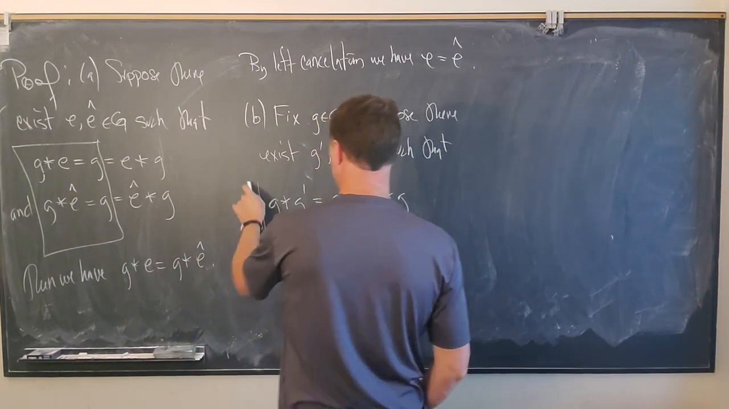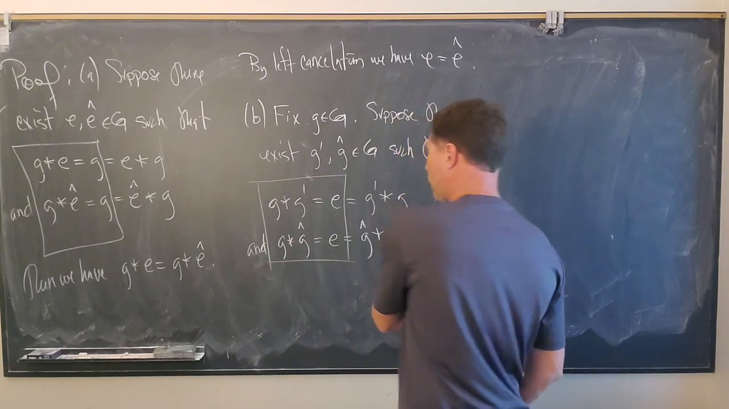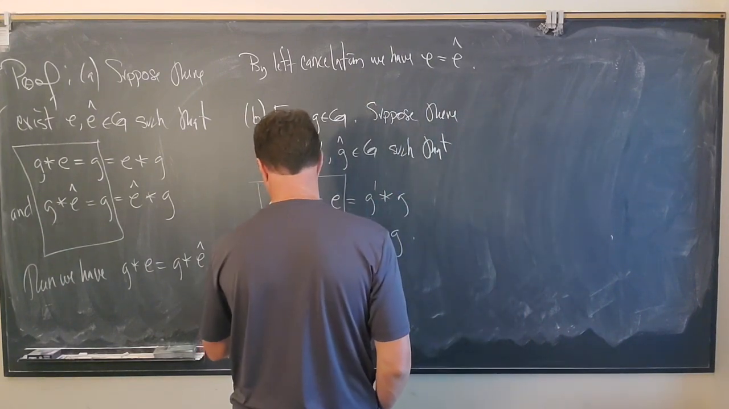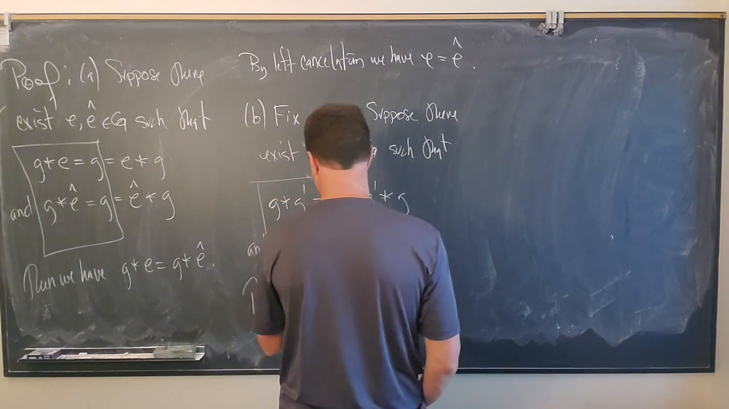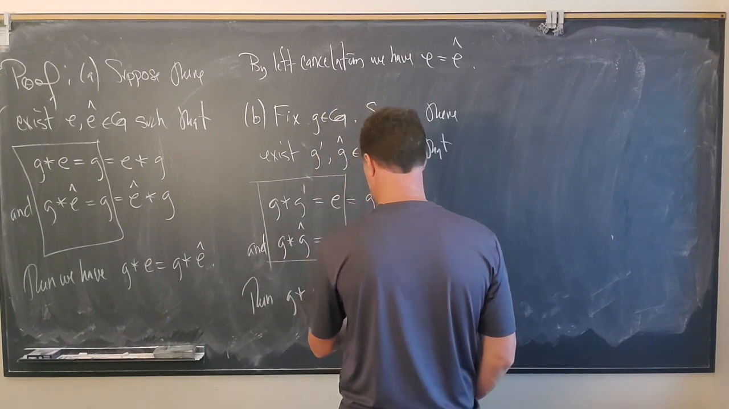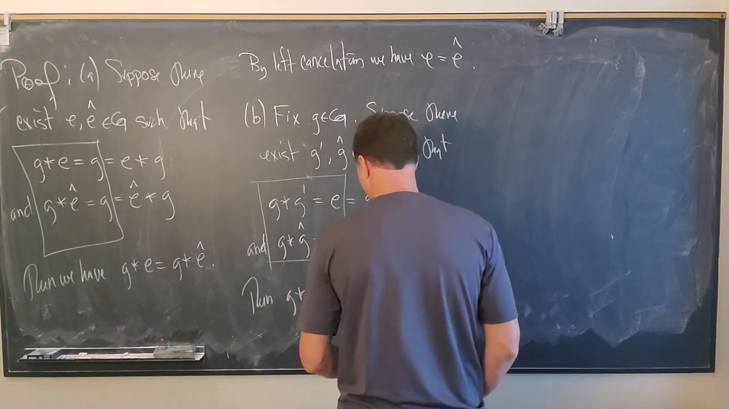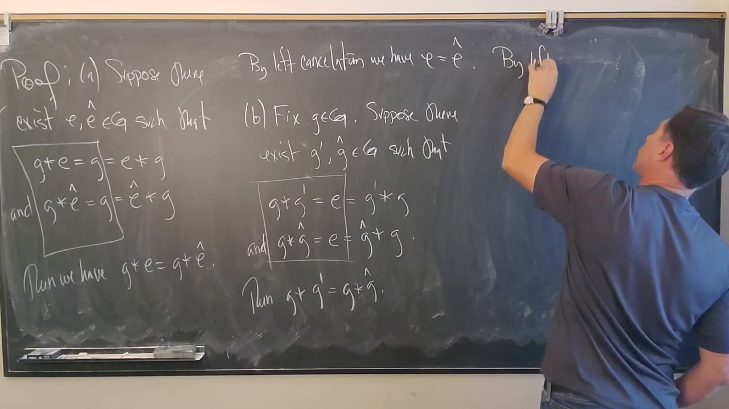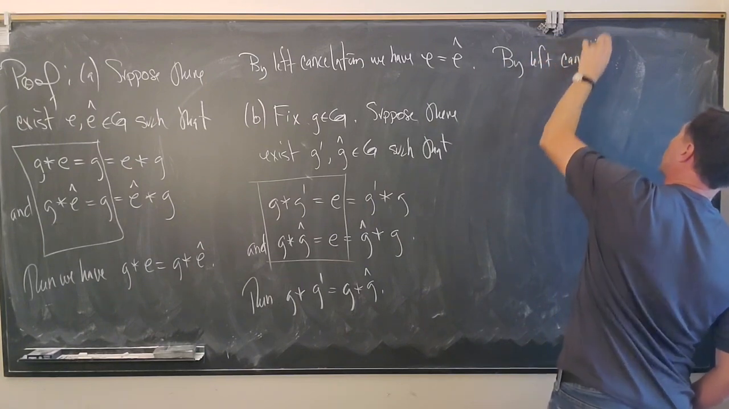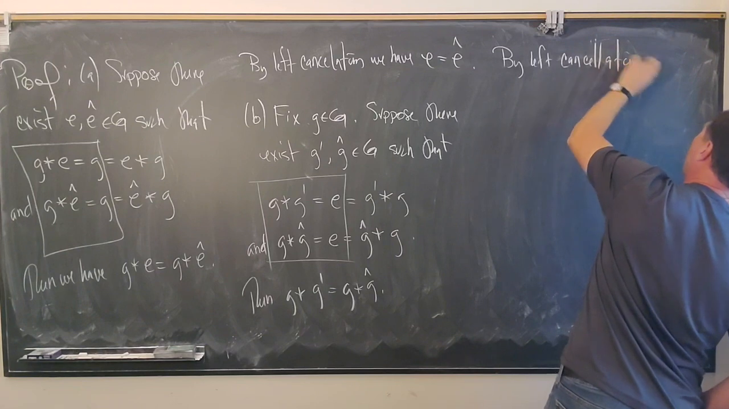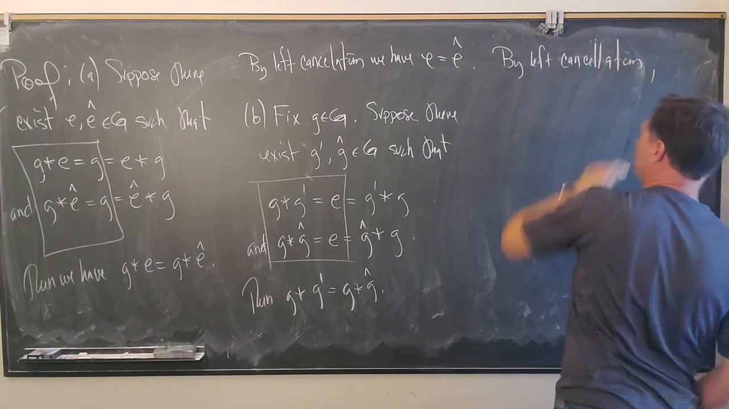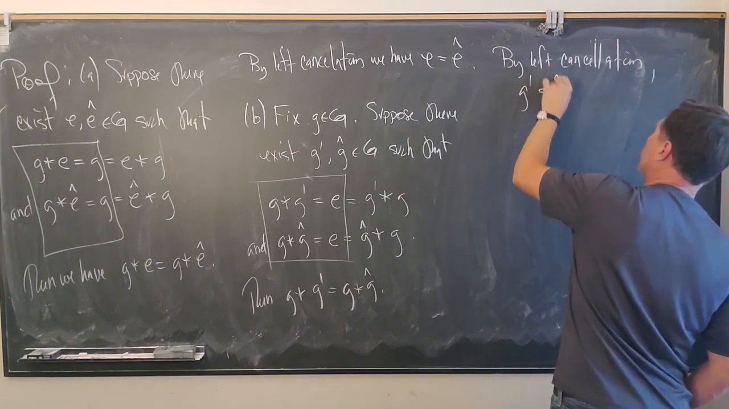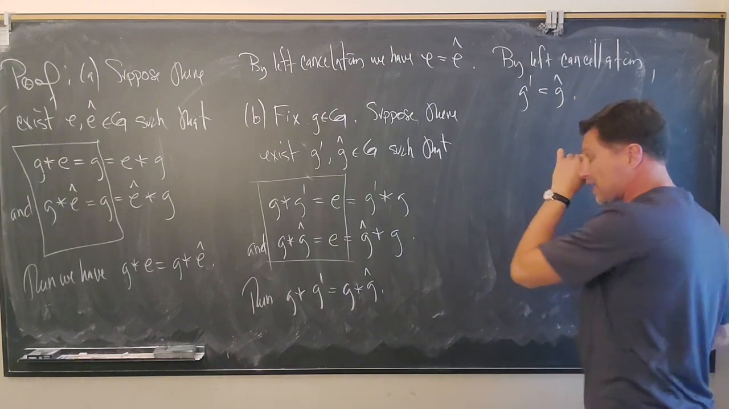So once again, we can look at that portion of the equations right there, and so we can say then G star G prime equals G star G hat. Applying cancellation, by left cancellation, G prime equals G hat. Okay, so that takes care of the uniqueness for inverses.